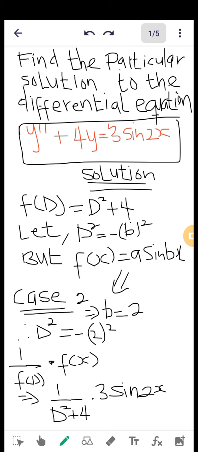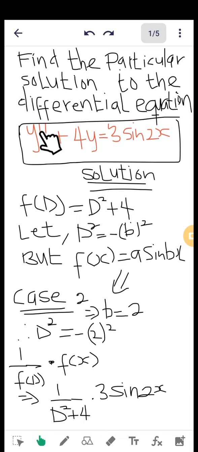Find the particular solution to the differential equation y'' + 4y = 3 sin 2x. In this case, we want only the particular solution. So what we are about to do is write this y'' + 4y in terms of D, or a derivative.